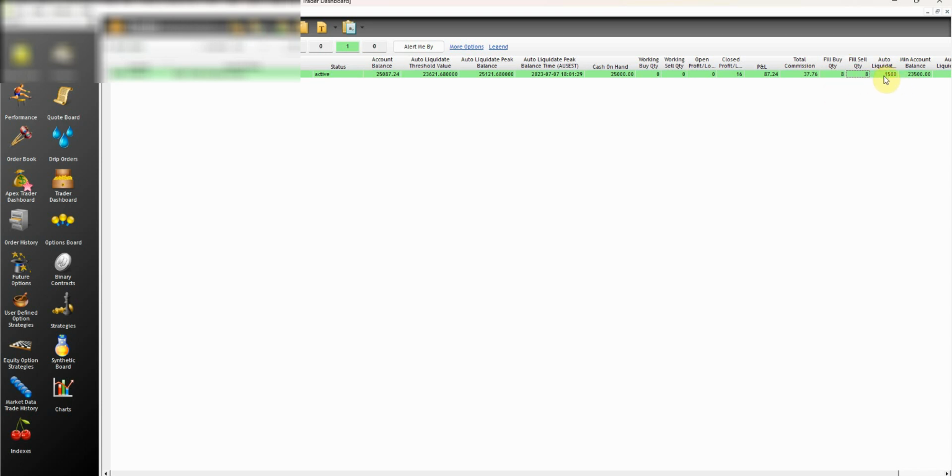Auto liquidate, that's the 1500. So that's both the target is 1500, but also the max loss. So for example, if I hit 23,500, this will change from active to admin only, and basically that means you've failed the accounts potentially, or you've passed.